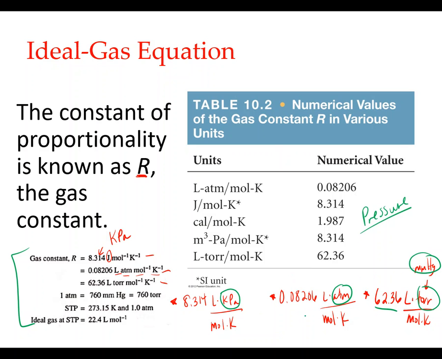Why is that one 62.3? Because it's based off of the 760 millimeters of mercury standard pressure value. Here, 1 atm is the standard pressure value. And then over here, 101.3 kPa is the standard pressure value. So that's what makes these all have different numbers, because they're based off of different pressures.